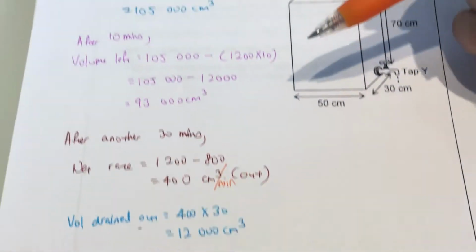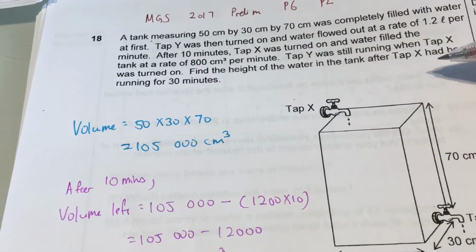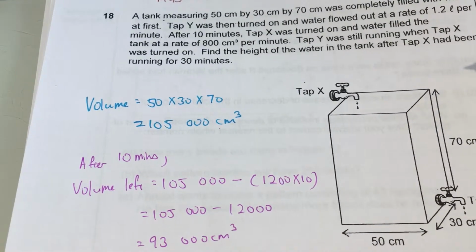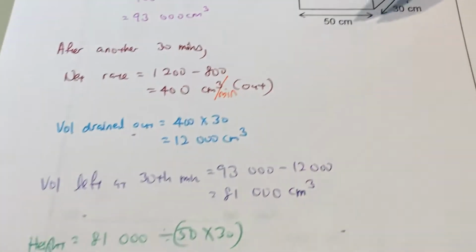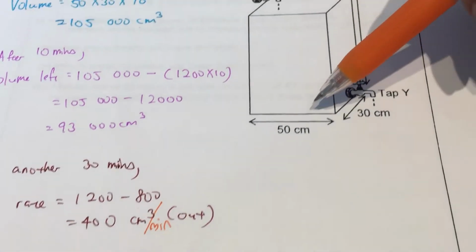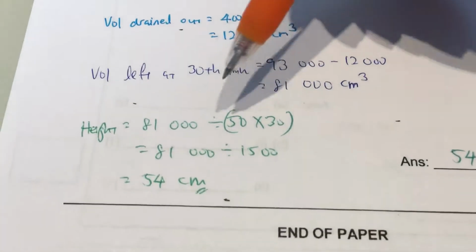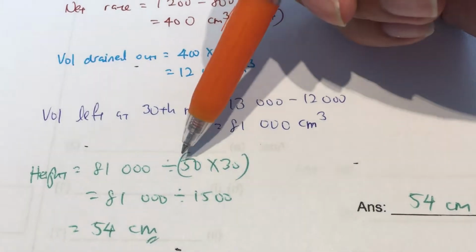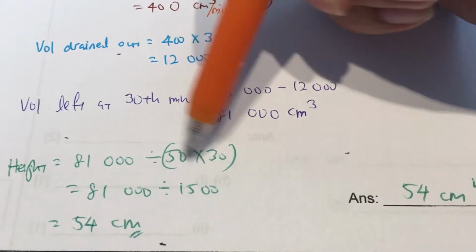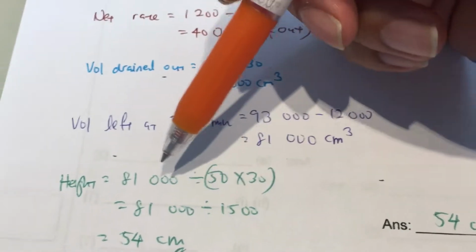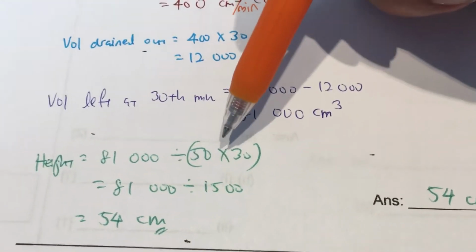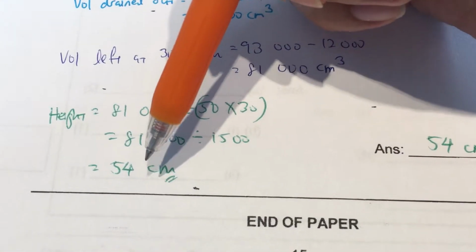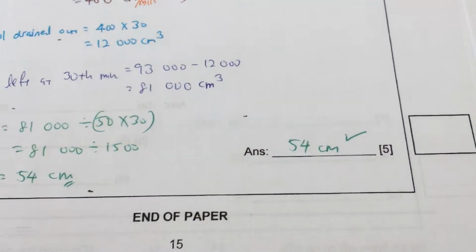Okay, so they're asking for the height, and you know that the formula for volume of water will be length times base times height, right? So again, the base area won't change, which is 50 times 30. So you take the remaining volume, which is 81,000, divided by 50 times 30, or you can take 81,000 divided by 50 divided by 30. You also get the same answer, which is 54 cm, and this is the right answer.